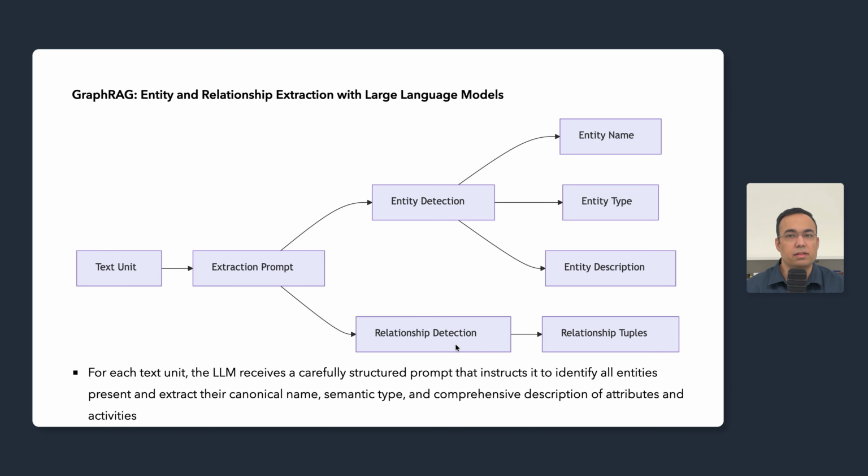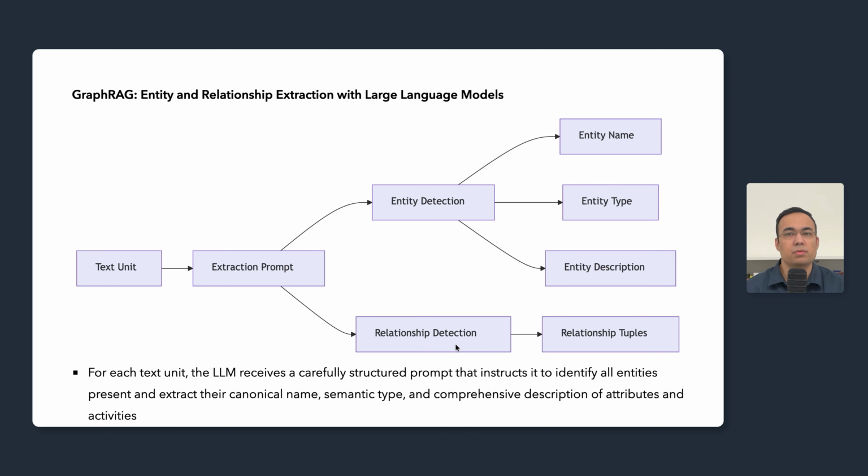After extracting entities, the LLM identifies all pairs of entities that have a clear relationship. For each relationship, the extraction captures the source entity, the target entity, a natural language description of how they are related, and a numerical strength score indicating the significance of that relationship.